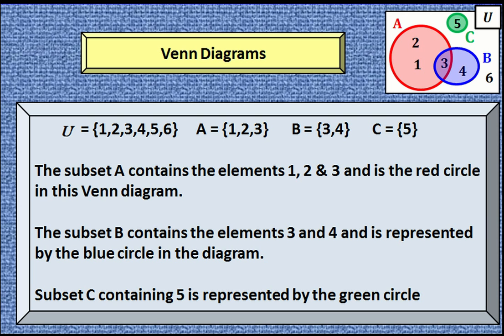The universal set is assigned the values 1, 2, 3, 4, 5, and 6. The subset A is assigned the values 1, 2, 3. The subset B is assigned the values 3 and 4. The subset C is assigned the value 5, and 6 is not assigned to any subset.